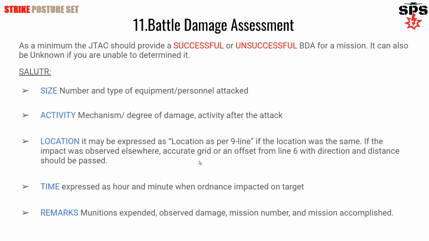Try to give accurate grids, and if the bomb impacted off target, then you can also calculate where the bomb landed and give that to the pilot so he can assess what went wrong. Is it his fault or is it the weapon system? Then you give the time in Zulu, so it's expressed in hours and minutes, and remarks are just if you needed re-attack, the munition that you expended, which is usually the pilot will know that, the mission number, all that stuff, and if the mission is successful or unsuccessful, you can mention that here.